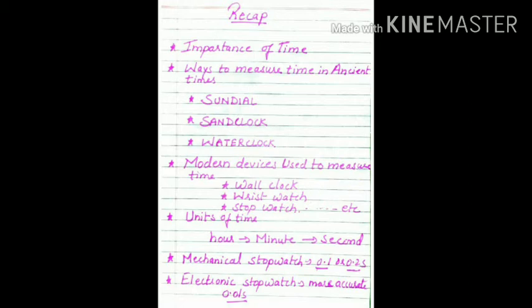I have also explained the unit of time. Time is measured in different units, meaning it can be measured in hours or minutes or seconds. I have also explained two types of stopwatches to you and their working also. First is the mechanical watch, whose capacity to measure is 0.1 and 0.2 seconds, and the electronic watch, which is more accurate and whose capacity is 0.01 seconds.